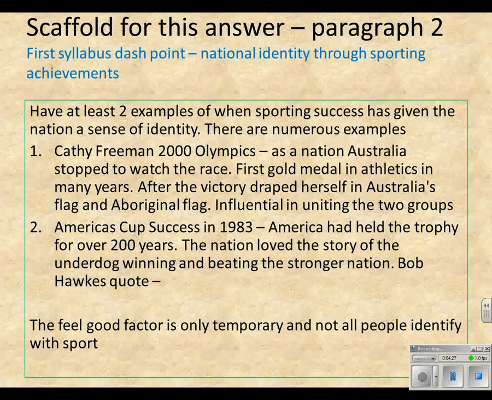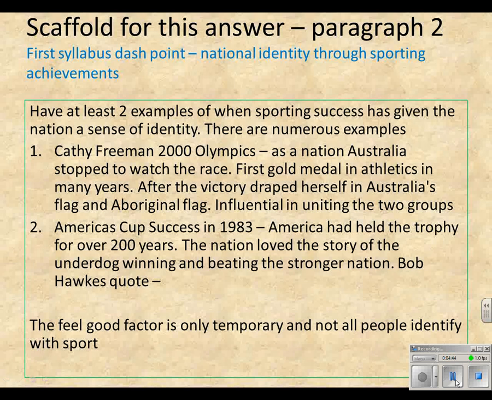And the other danger is that not all people actually identify with sport. In fact, there's a large percentage of the population who aren't sports obsessed in this country, and therefore you're missing a large percentage of the population in terms of trying to create an identity for the nation.